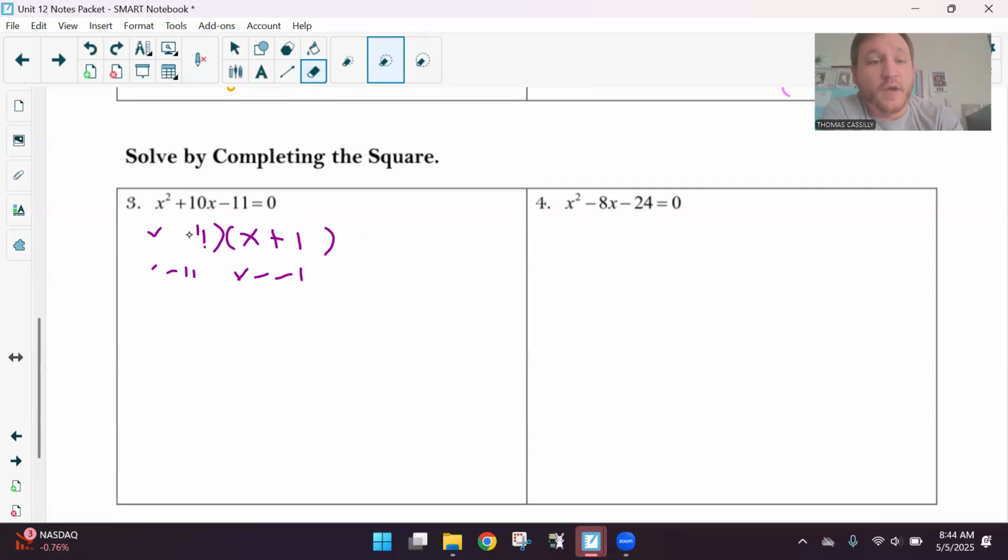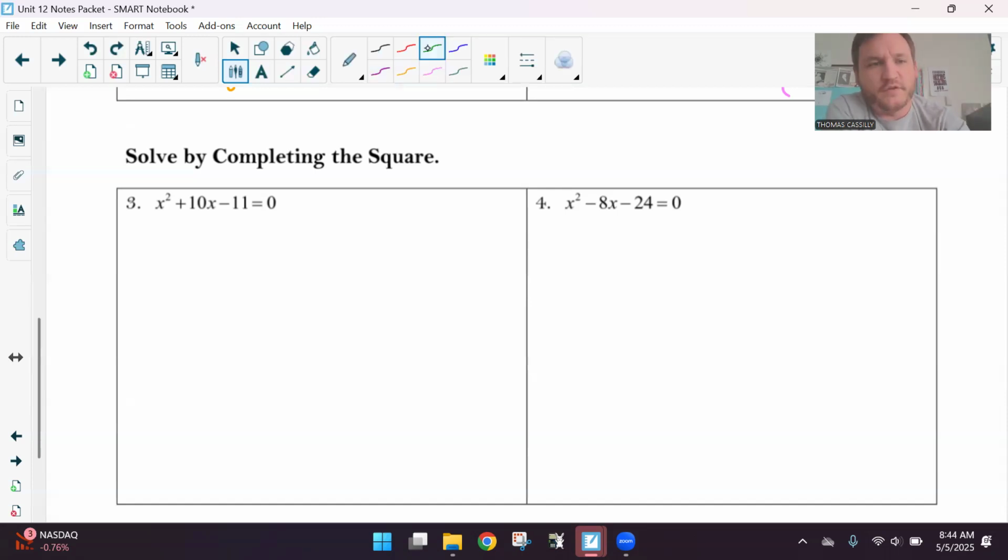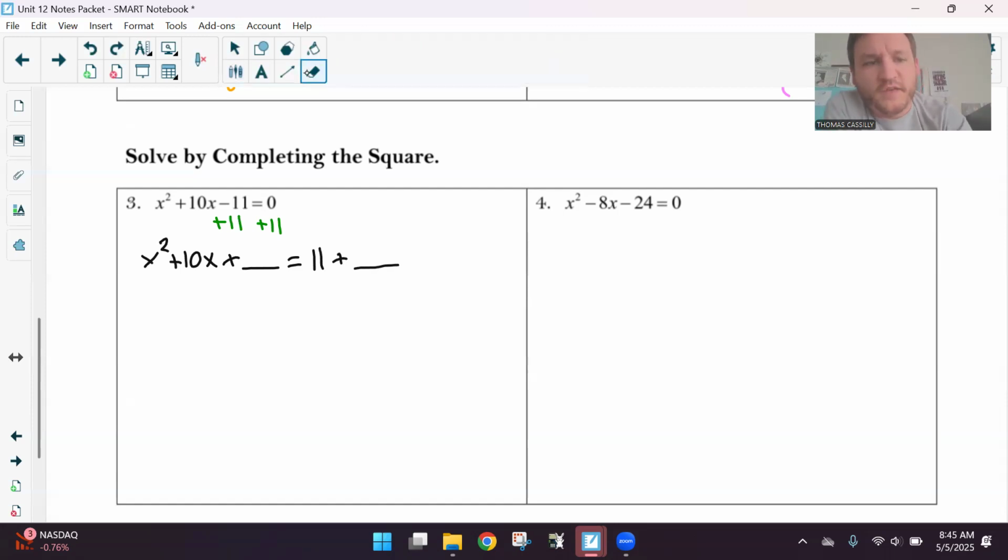It works no matter what you do. So let's try that completing the square method and see what happens. First things first, step one said add the constant term to the other side. So I'm just going to add an 11 to both sides here. So we have x squared plus 10x. Now here's what I'm going to do. I'm going to say plus a blank spot. We have to figure out what number is going to go in there. Equals 11 plus another blank spot. We have to figure out what goes in that space right there.